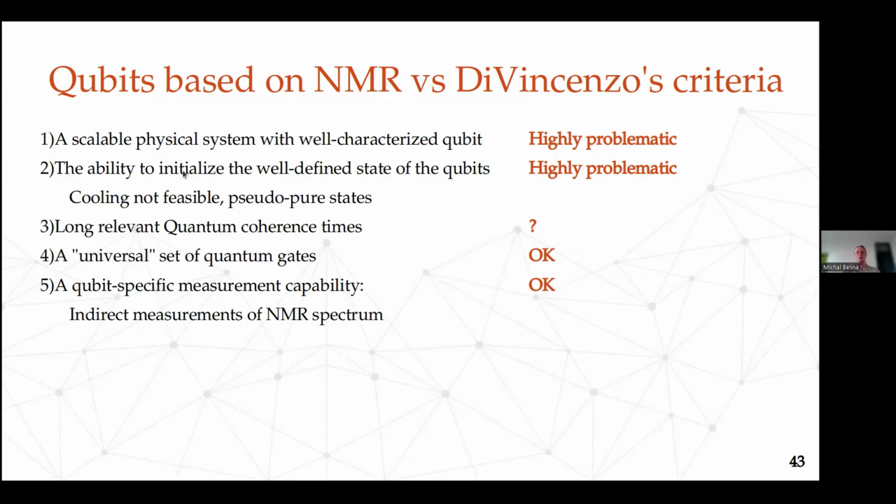You cannot initialize the system nicely, and the decoherence times are much lower than in the previous case. But there are nice things about implementing universal quantum gates, at least on those few-qubit systems, and by measuring the NMR spectrum or some induced NMR spectrum, you can indirectly find the measurements of these things.